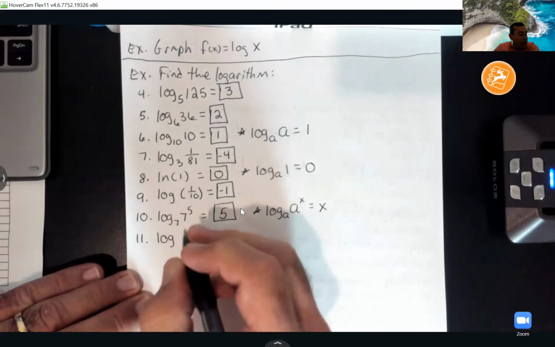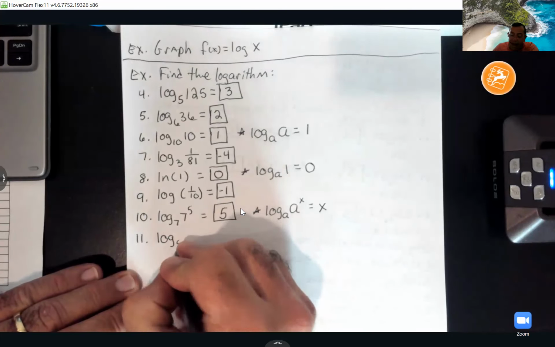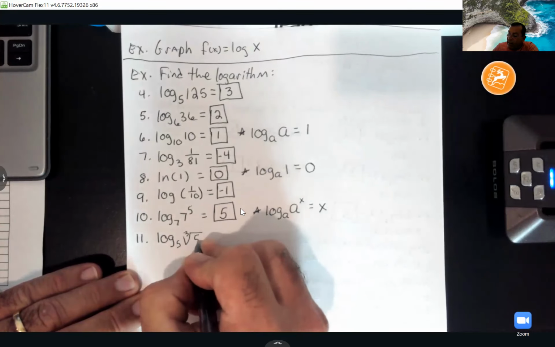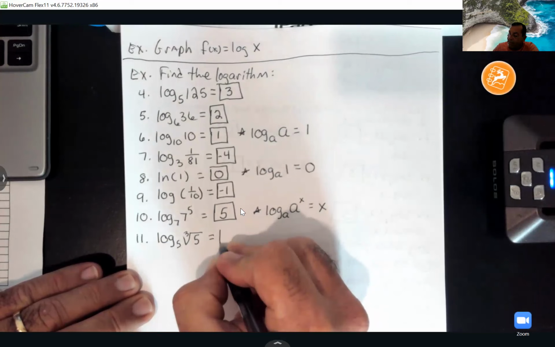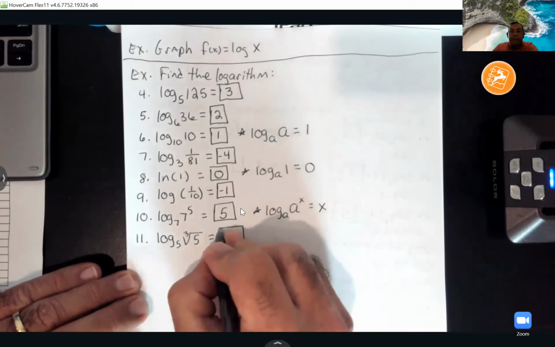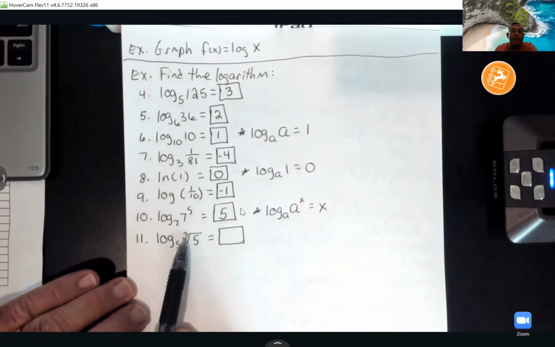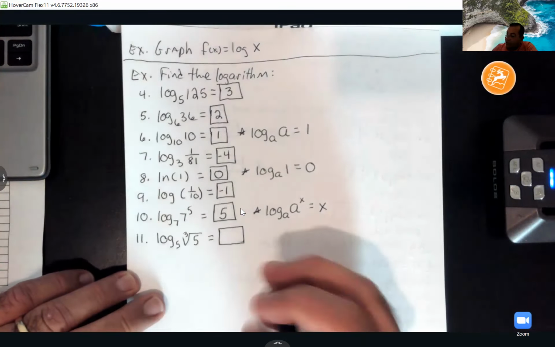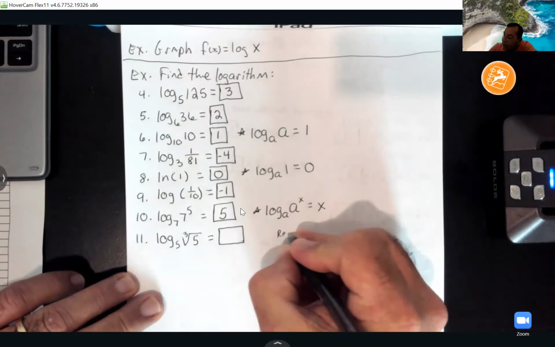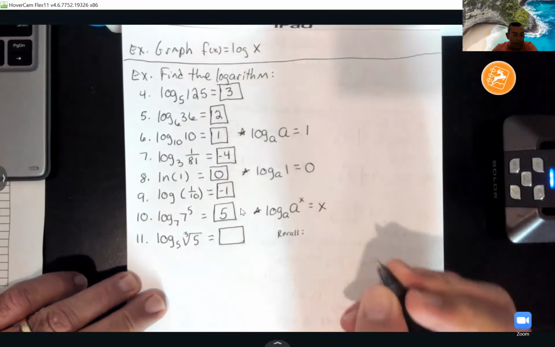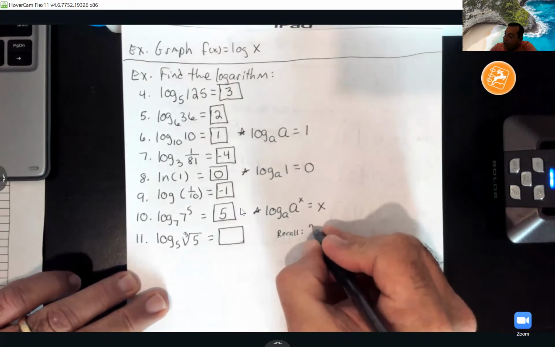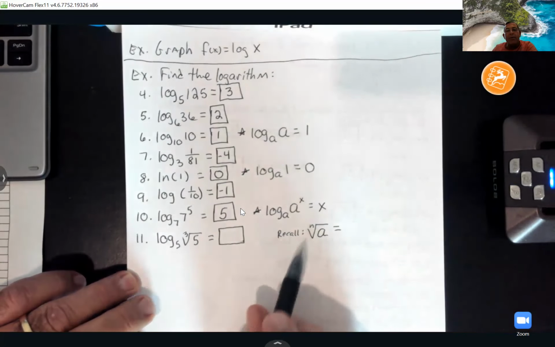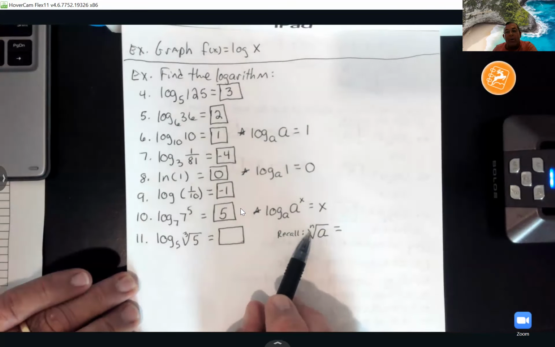All right, y'all, log base 5 of the cube root of 5. Now I can finish this just like it looks, but I want to show y'all a little property about these radicals. So we're going to recall that these radicals can be written as exponents, okay?